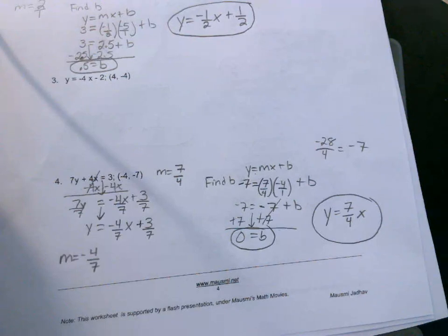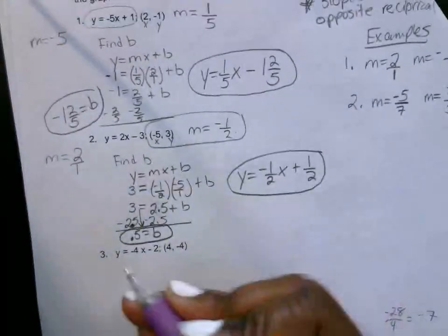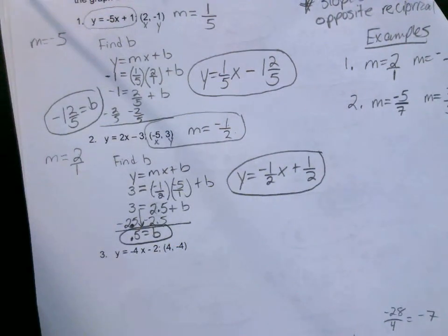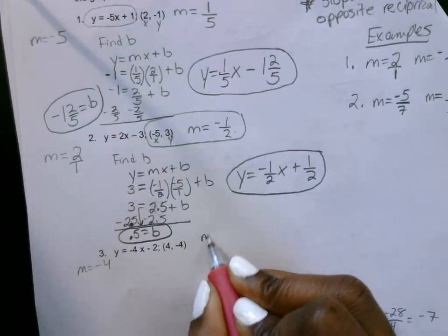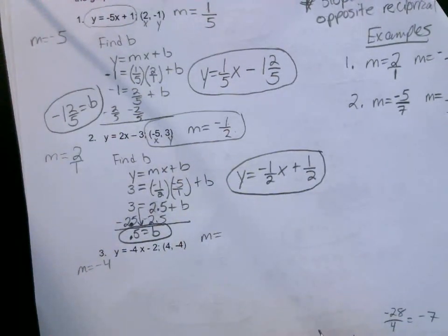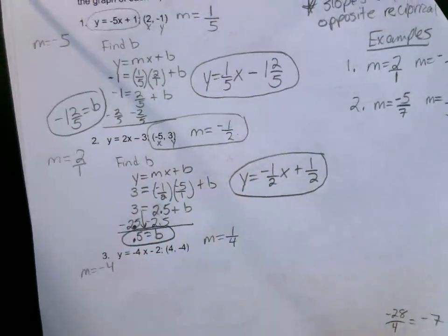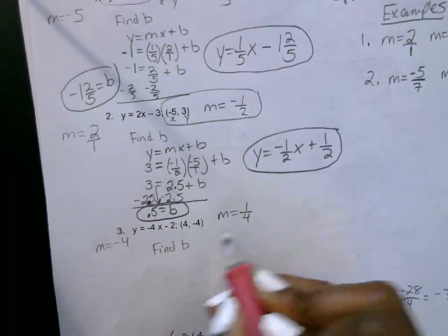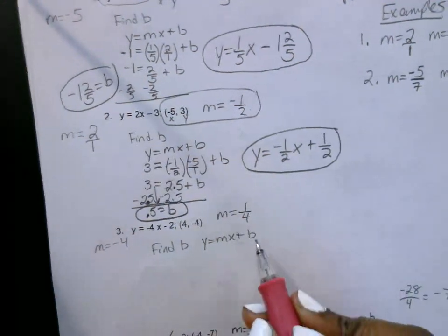Any questions? All right. So what's the slope of the line that's given? -4. So M is -4 of this line. Okay, what's going to be the slope of the line that's going to be perpendicular to it? +1 over 4. Good job. So now we know the slope. We got to find B. Okay, we use the slope-intercept form to find B. What are we going to substitute for Y?